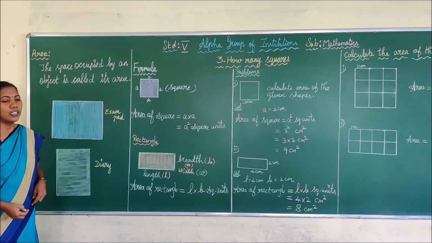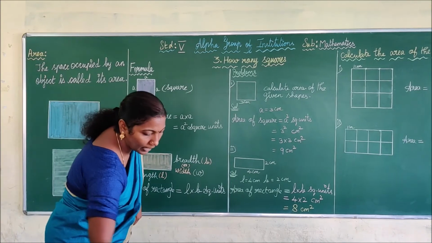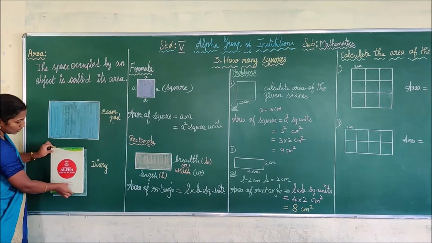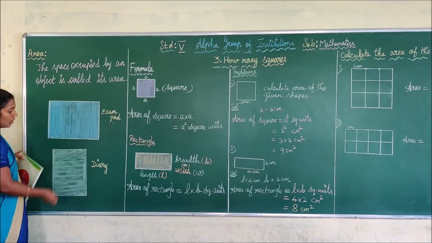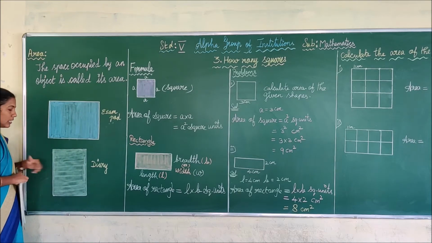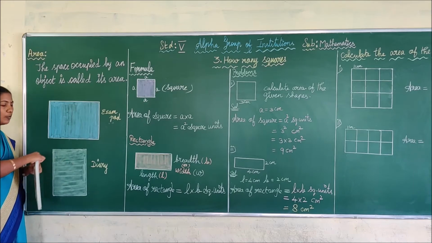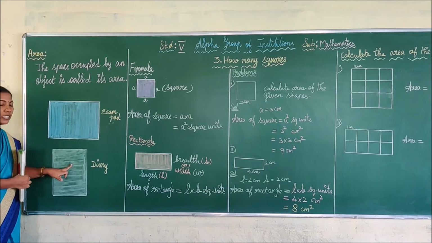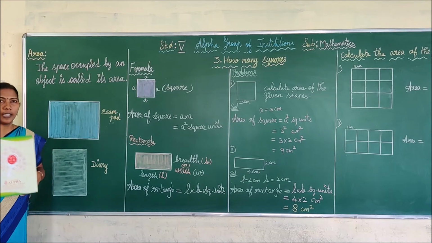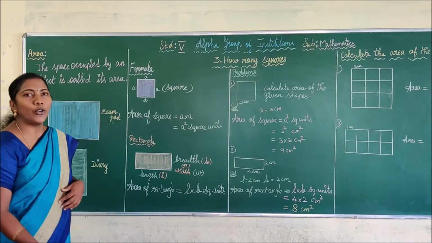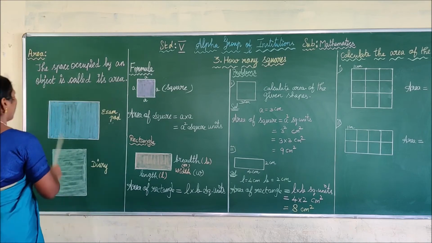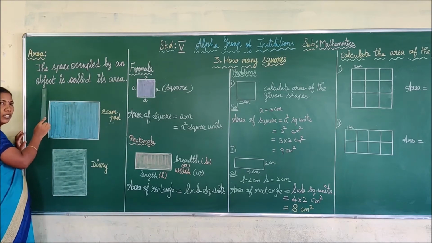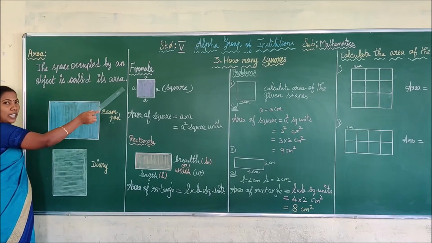Is it clear, children? See, next I am taking a diary. Now I am going to place this diary on the board. Already we have drawn the outline for this. This is the space covered by this diary. So we call this shaded portion the area of this diary. Is it clear, children? Once again we are going to read the definition of area. What is meant by area? The space occupied by an object is called its area.